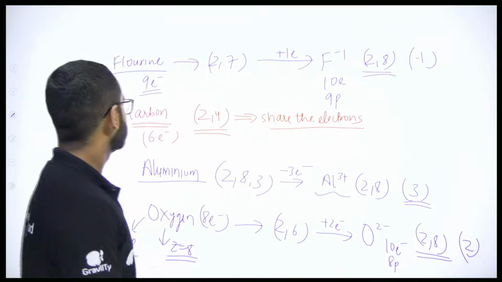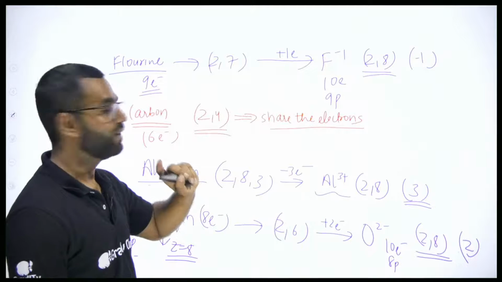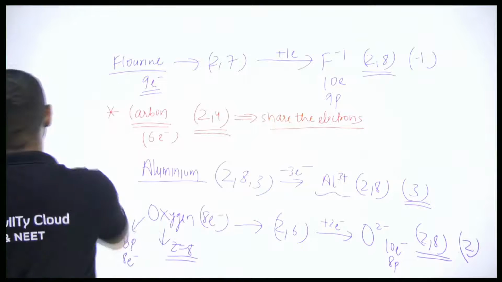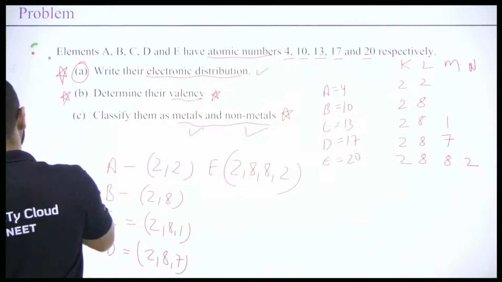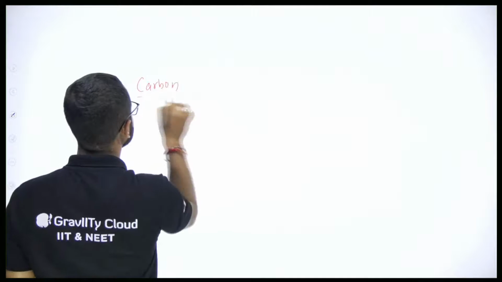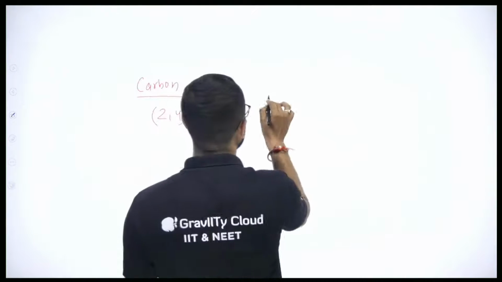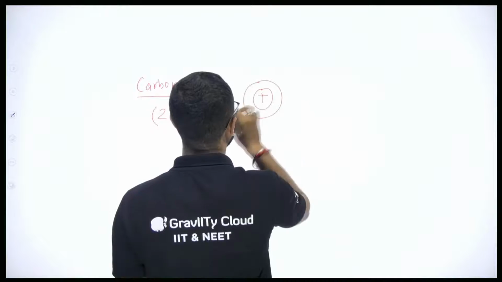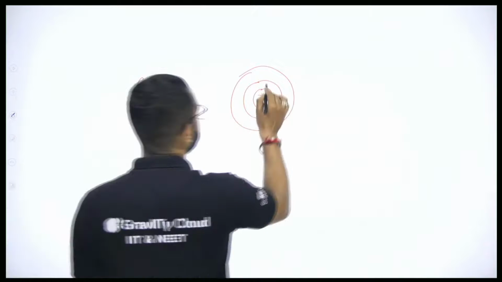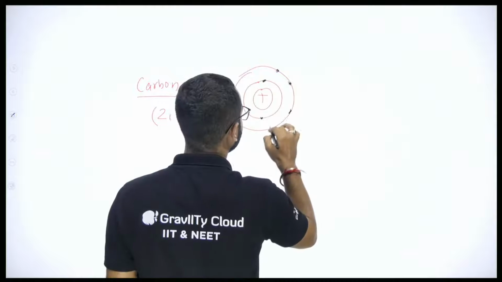How? Now carbon atom has 2, 4 electrons, right? It wants to become like neon. Carbon atom also wants to become like neon. So this is carbon atom, nucleus, K shell, L shell. 2 and 1, 2, 3, 4.